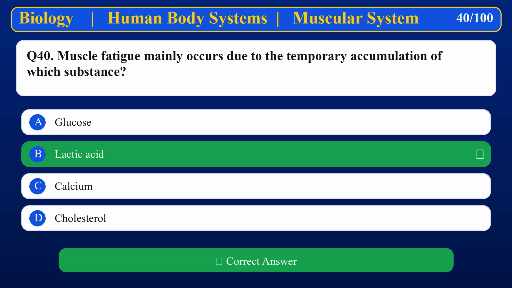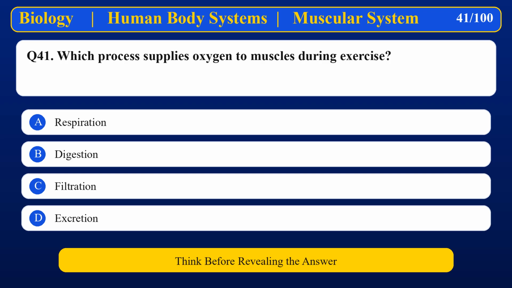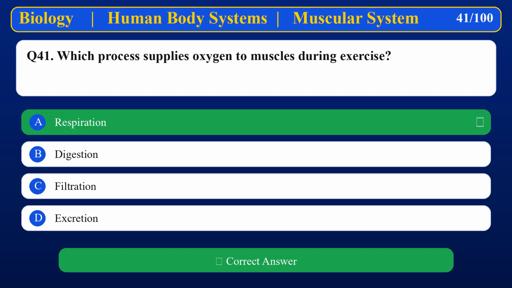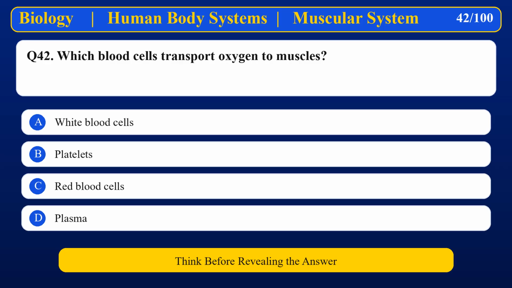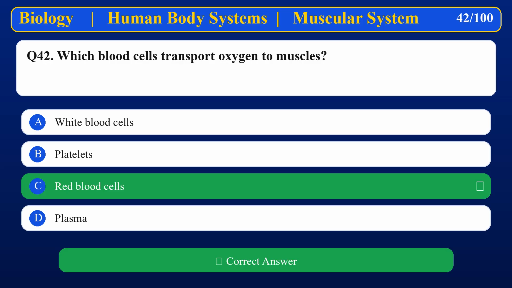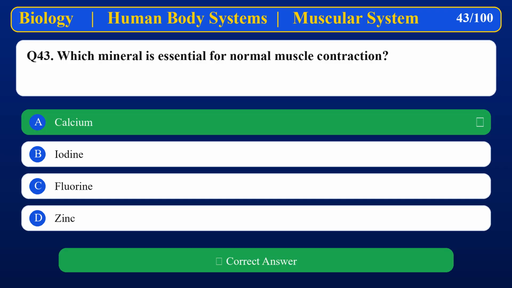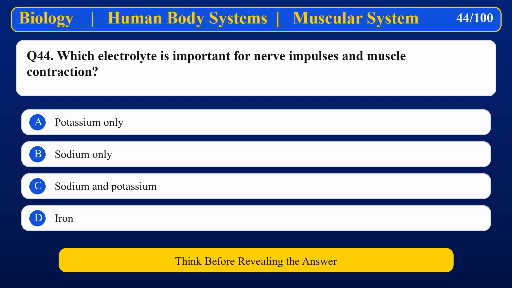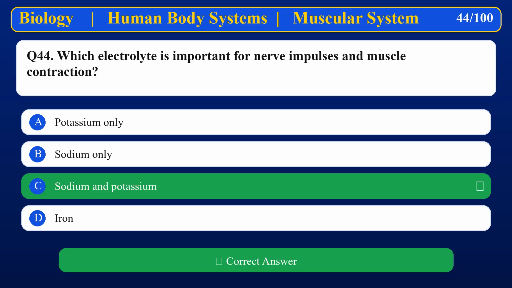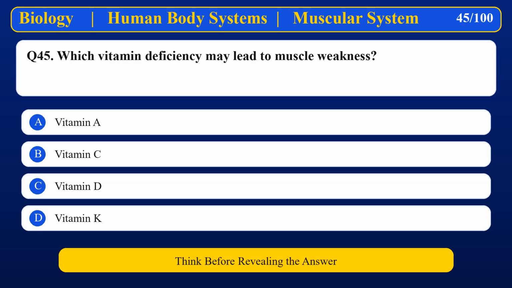Lactic acid. Which process supplies oxygen to muscles during exercise? Respiration. Which blood cells transport oxygen to muscles? Red blood cells. Which mineral is essential for normal muscle contraction? Calcium. Which electrolyte is important for nerve impulses and muscle contraction? Sodium and potassium. Which vitamin deficiency may lead to muscle weakness?